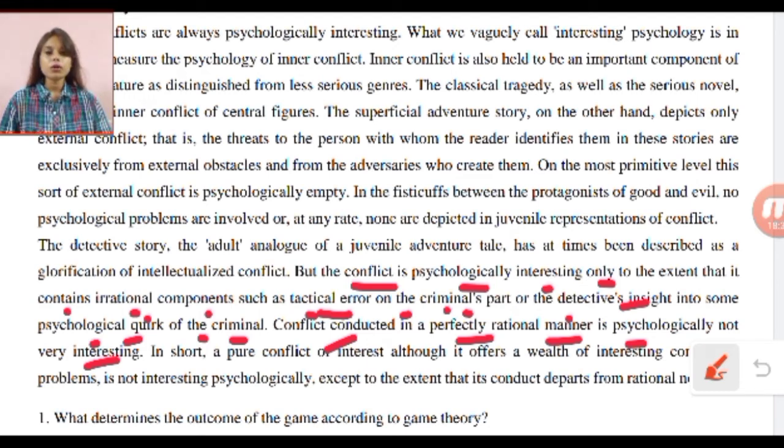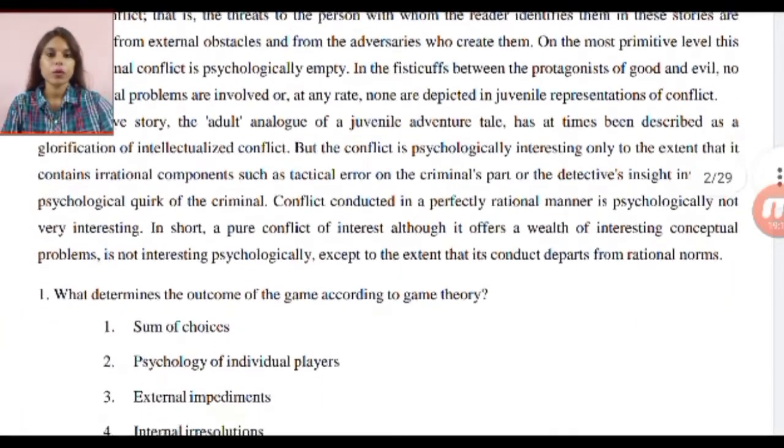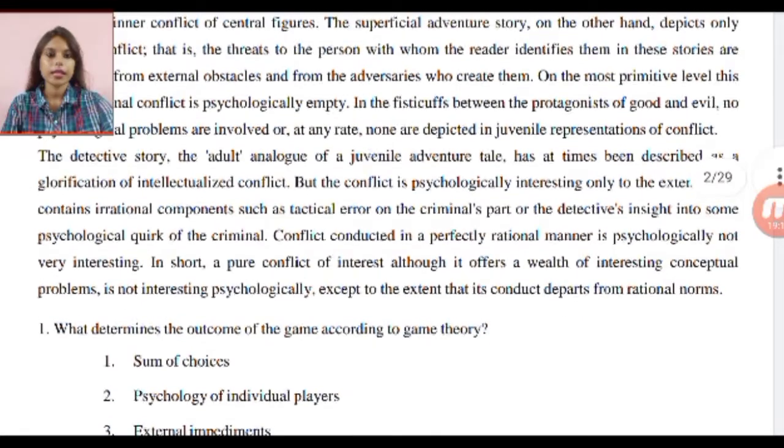If we come to know that this crime has been done with some sort of irrational explanation, that is, no proper reasoning, or no proper evidence has been found, or no proper cause or motive behind the crime has been found, then it is psychologically interesting. Okay, let's move over to the next part.